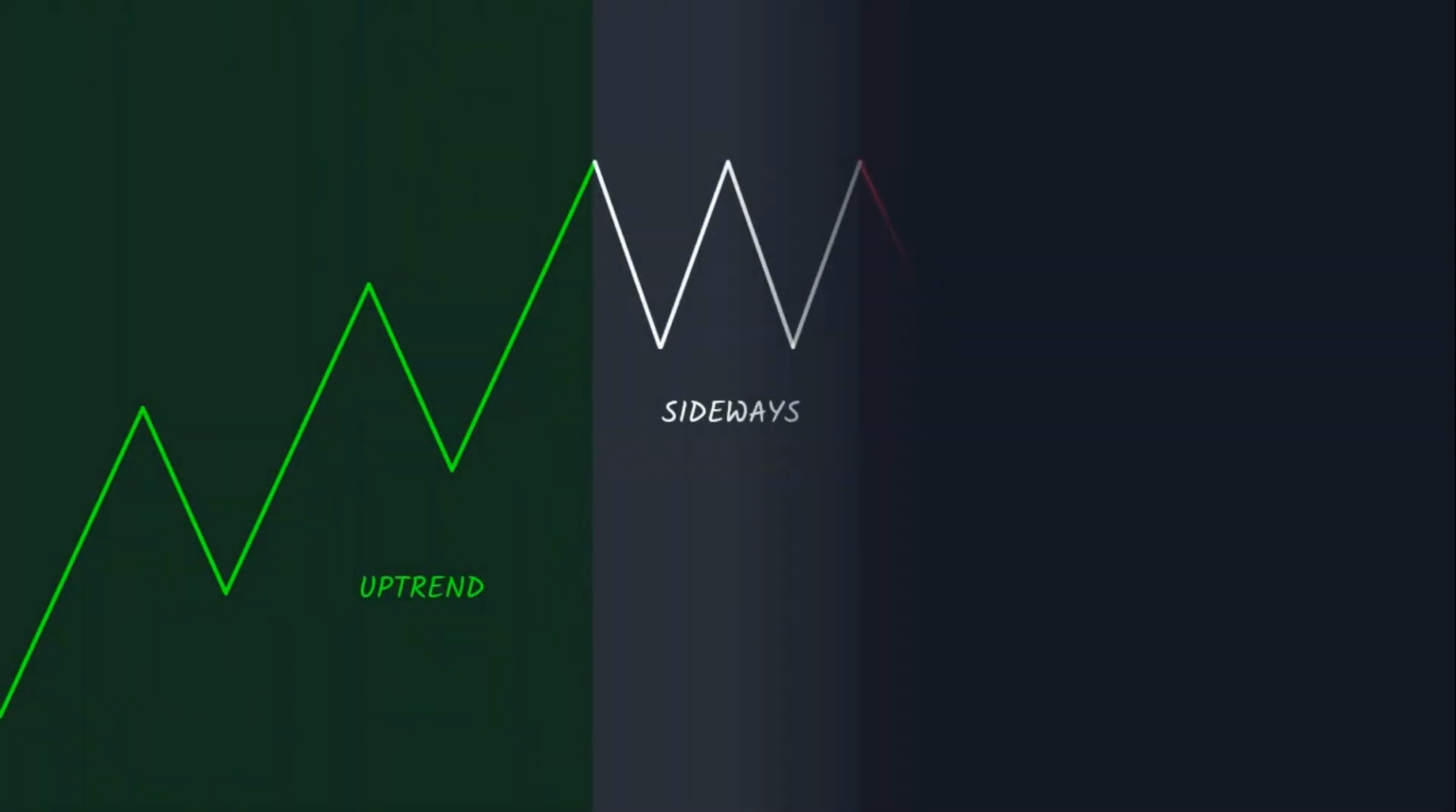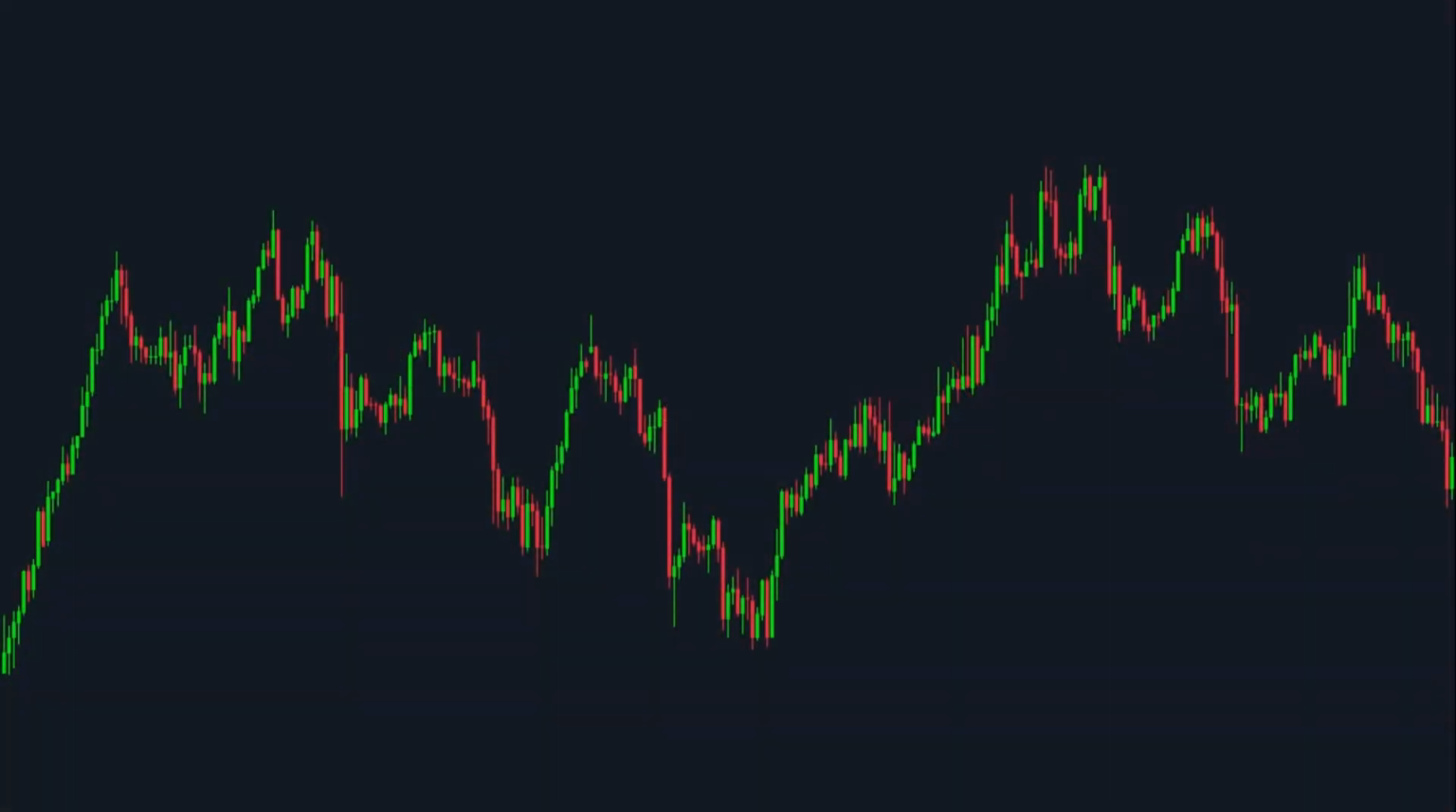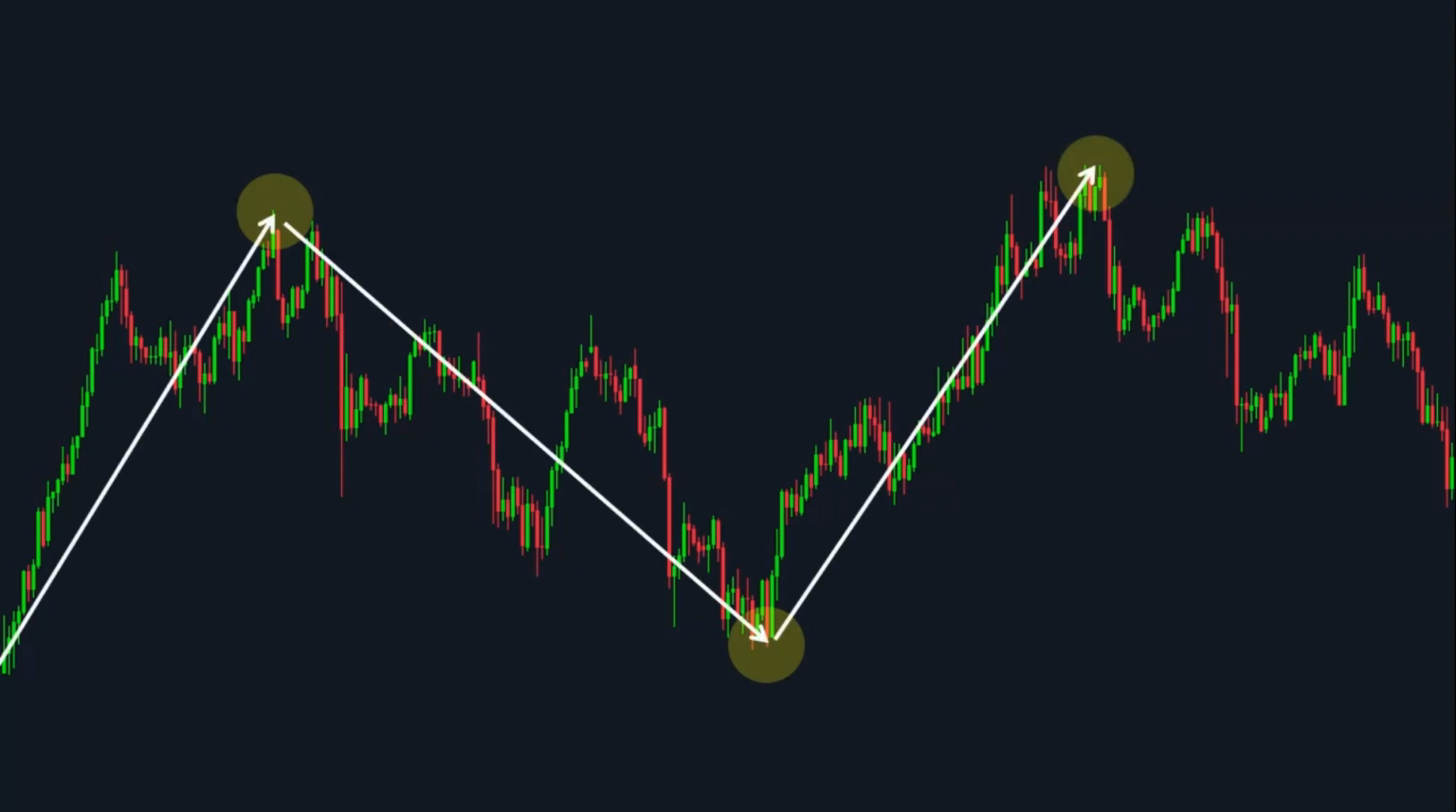We all know the market moves in three trends: uptrend, sideways, or downtrend. But in reality, it's not that simple. The real challenge isn't just spotting whether price is trending or ranging, it's recognizing the right swing points and understanding the story behind each move. Once you train your eyes to read market structure the way institutions do, everything changes. The charts stop looking random, and every move starts to make perfect sense.